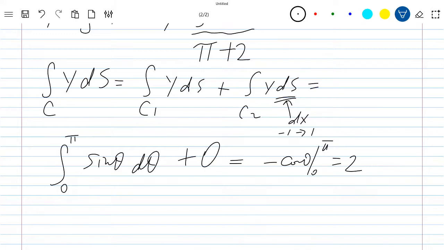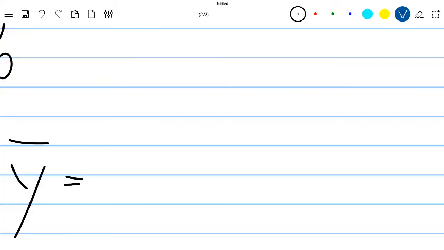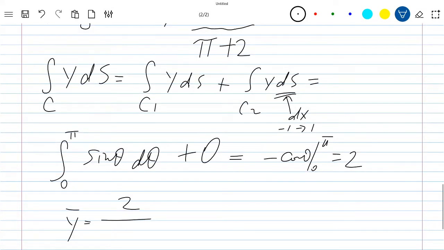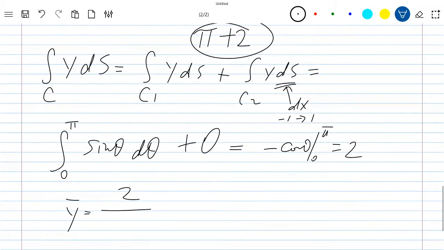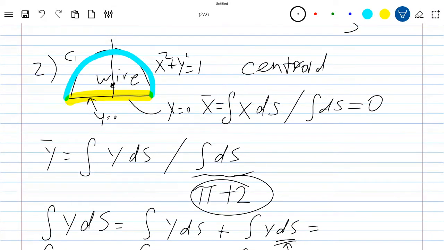So where is the center of mass? y bar equals 2 over pi plus 2, and x bar equals 0. So that's the center of mass. Alright, so you can see if the curve is not given by one equation, then you have to divide this into different curves and integrate one by one.